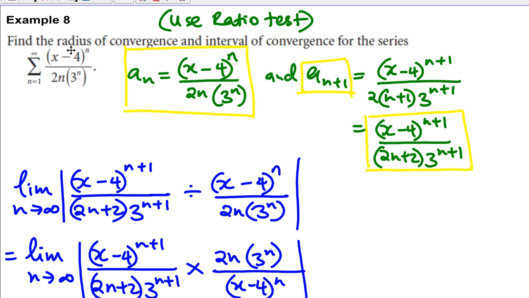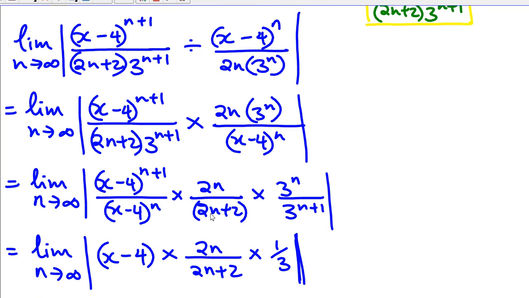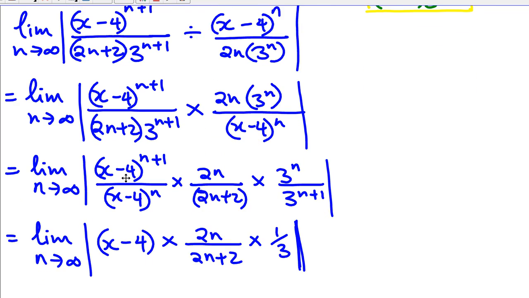So once you have S sub n and S sub n plus 1, plug them into the formula for the ratio test. Okay. Now get the reciprocal of that. And then change the division sign to a multiplication sign, and rearrange this so that you can simplify them easily. And you end up with this.